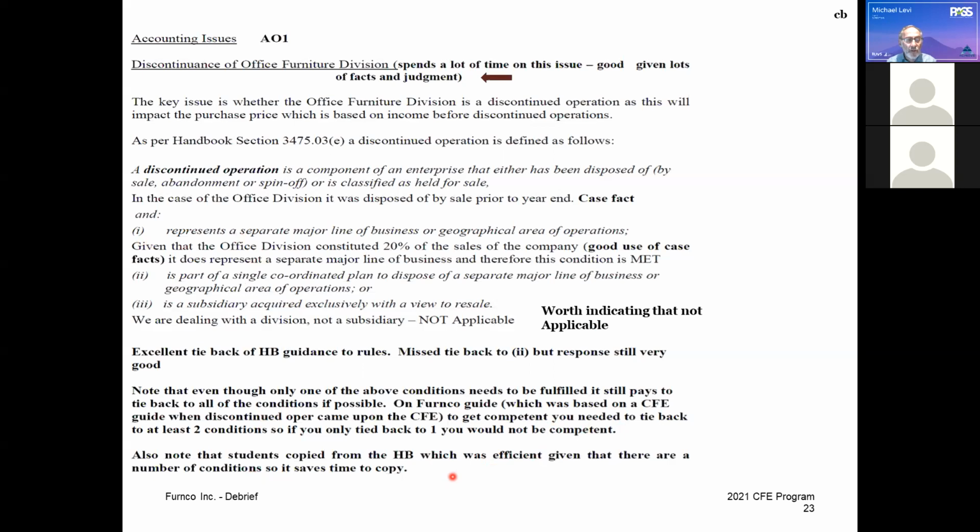Also note that the student copied from the handbook, which I think was efficient because there are a number of conditions. When there are a number of conditions, it can be very efficient to copy rather than paraphrase it all in your own words.